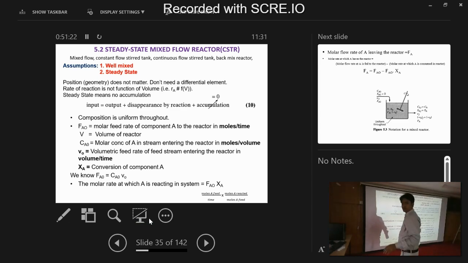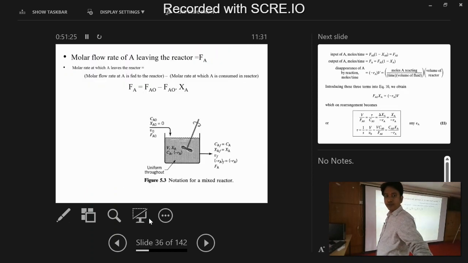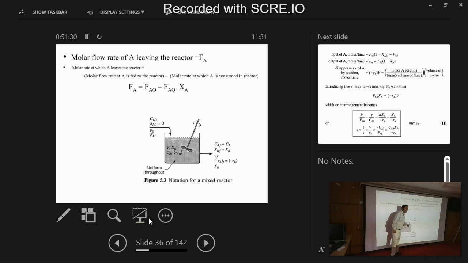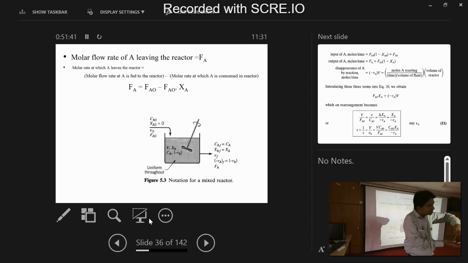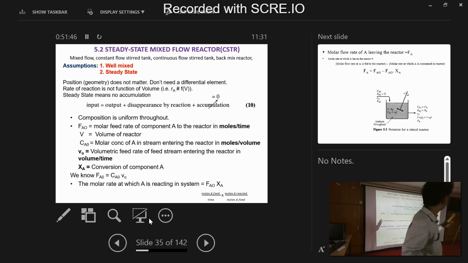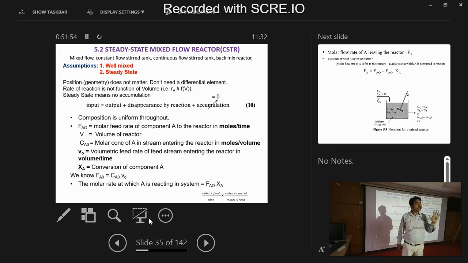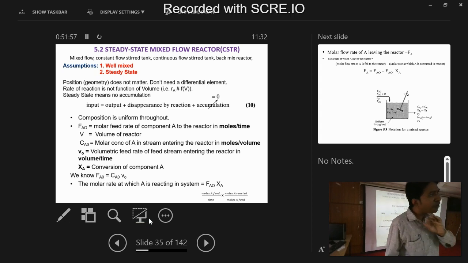If I take here, or here, when I feed component A, there will not be any place where A is unreacted. The assumption I took is well mixed. So that means there is no part in the reactor where unreacted A is left.